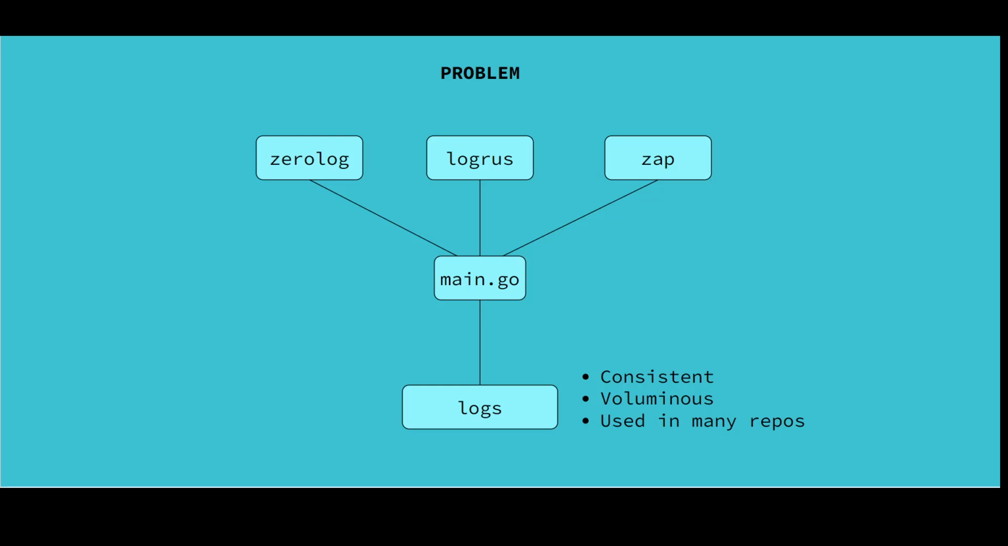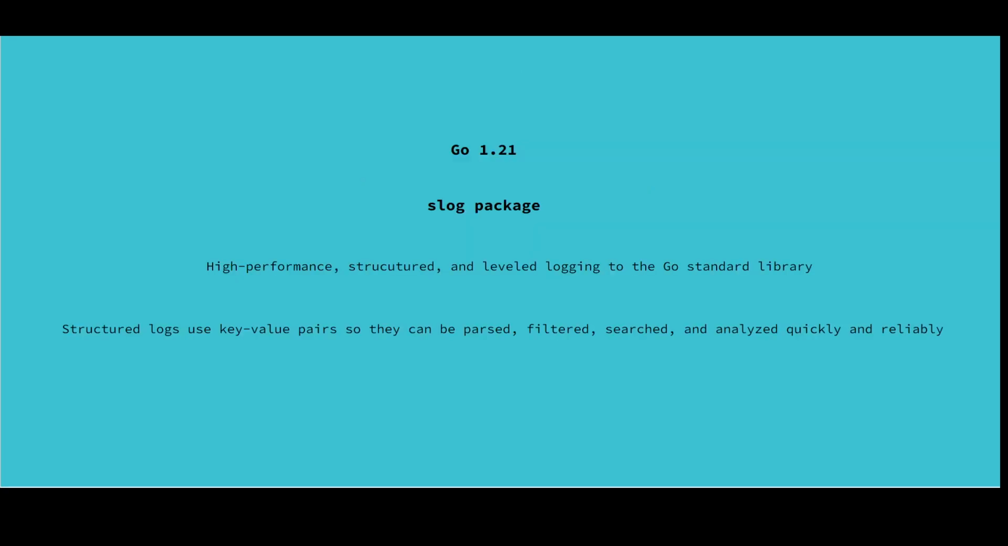To address these problems, in Go 1.21, the team came out with a package called slog, which is structured logging. Slog provides high performance structured and level logging to the Go standard library. It's a very good addition, and structured logs use key value pairs so that they can be parsed, filtered, searched, and analyzed quickly and reliably.